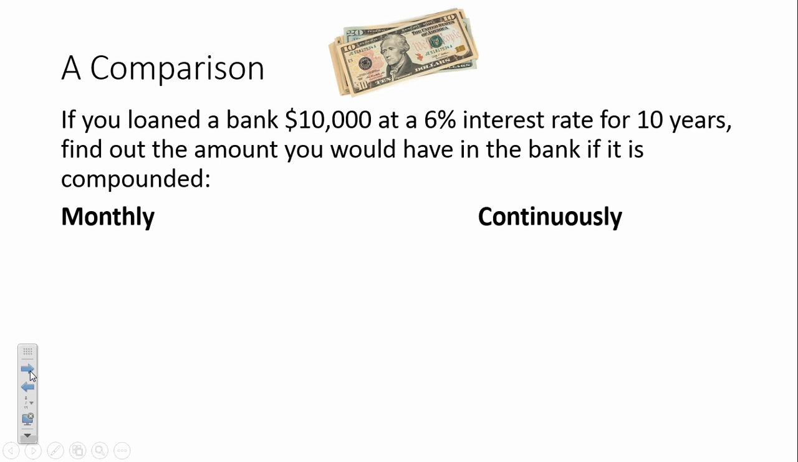All right, so you've loaned the bank, you gave money to the bank, put it in the bank, and they're giving you 6% interest rate. That's not likely right now. You're very lucky to be able to make 6% on your money for 10 years. Find out how much you would have in the bank if it's compounded monthly versus continuously. So remind me, what was the monthly? Write it every time. Practice it so you remember it. Continuously, you said was Pe^(rt).